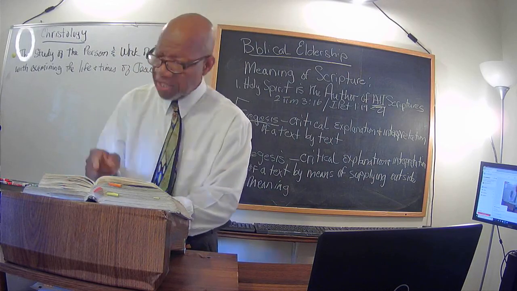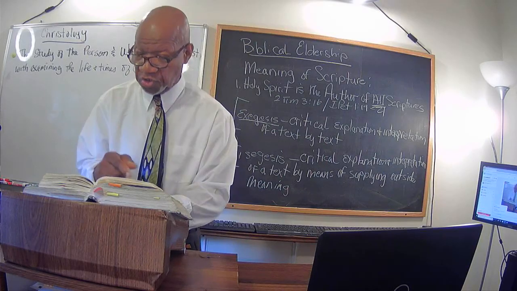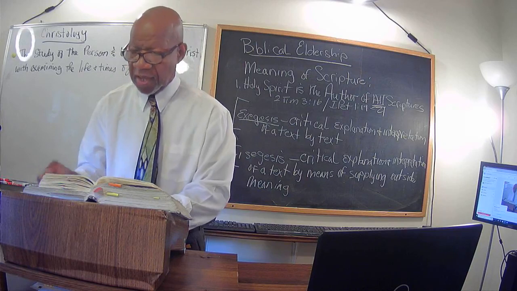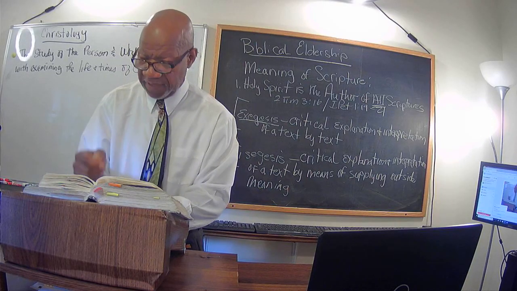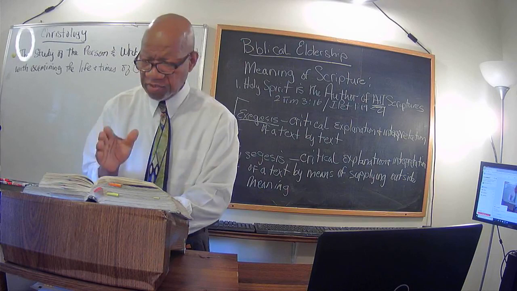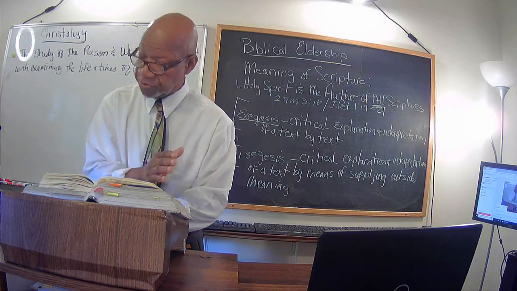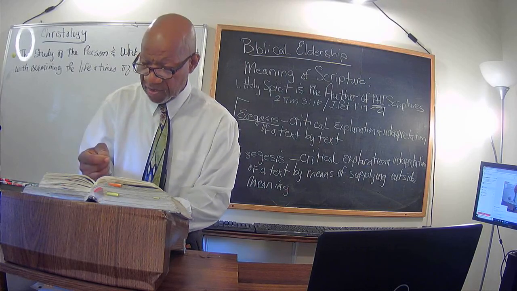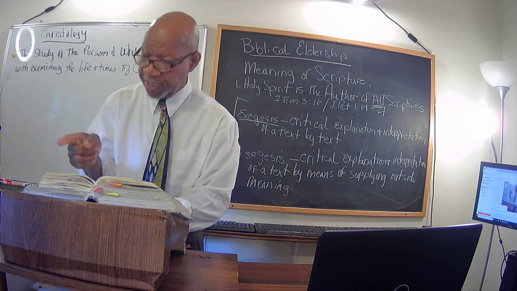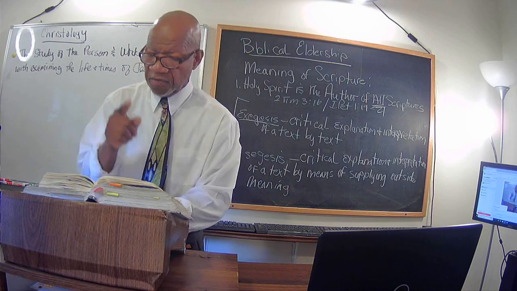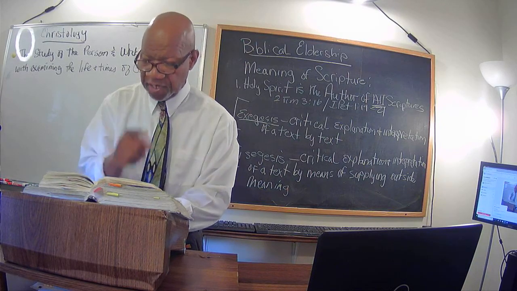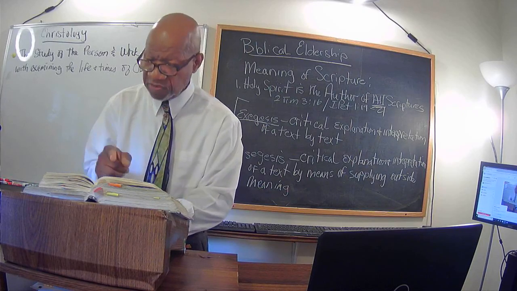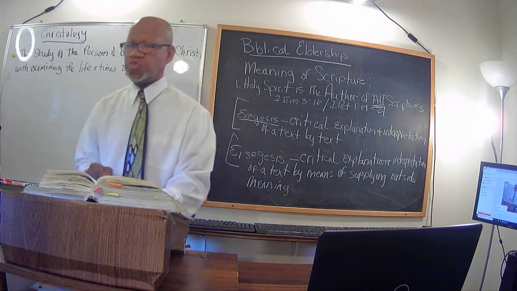"Then it seemed good to the apostles and the elders with the whole church to choose men from among them to send to Antioch. And they sent this letter by them. The apostles and the brethren who are elders, to the brethren in Antioch, Syria, and Cilicia, who are from the Gentiles, greetings." Now, while they were passing through the cities, they delivered the decrees which had been decided upon by the apostles and elders who were in Jerusalem.